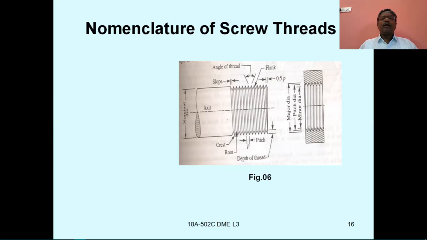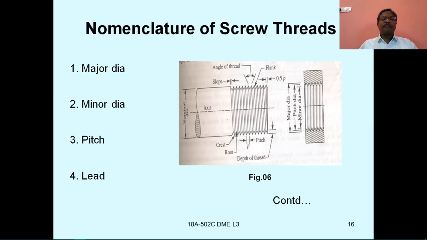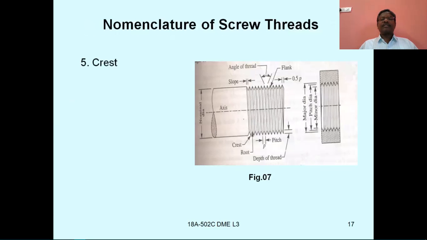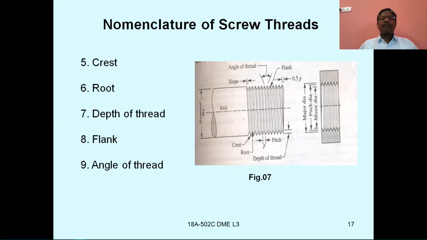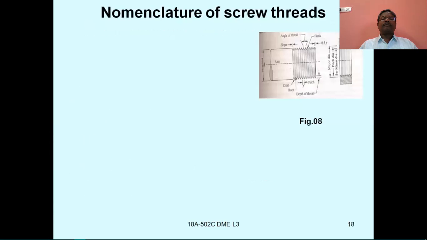Let us see each: major diameter, minor diameter, pitch, lead, crest, root, depth of thread, flank, angle of thread, pitch diameter. Now let us see each definition.